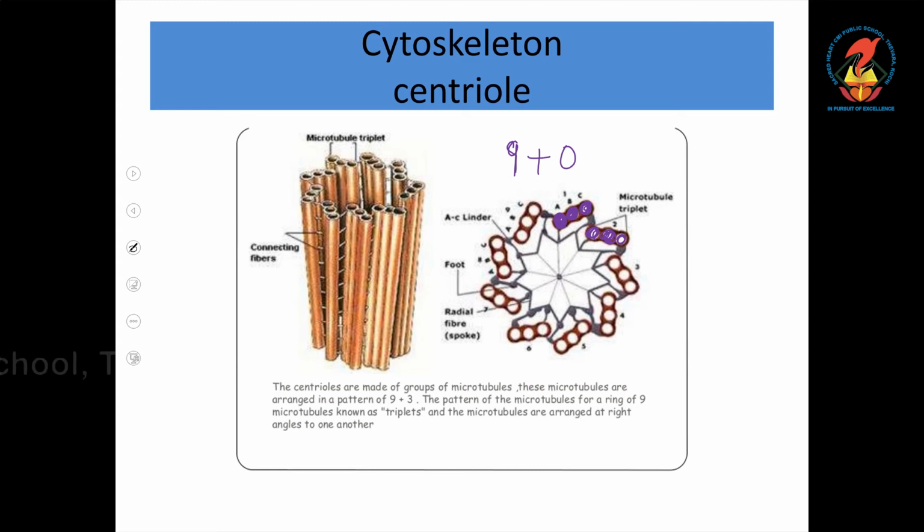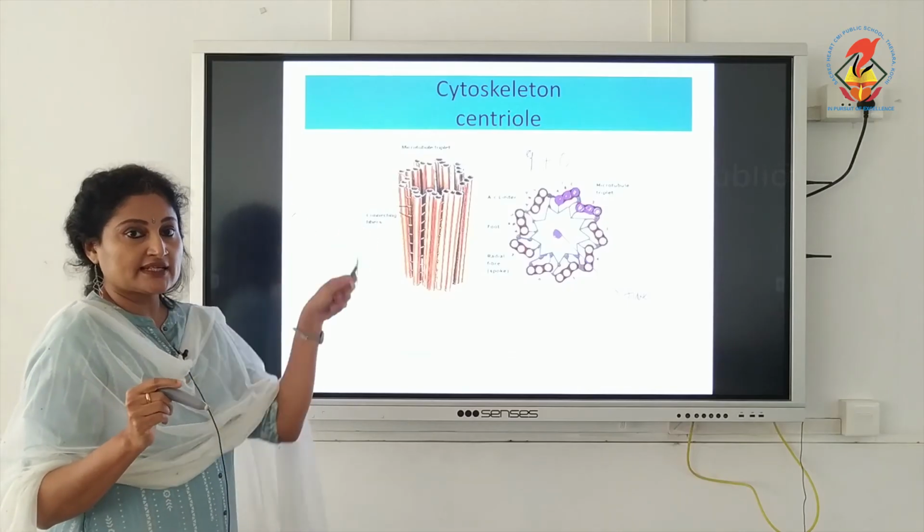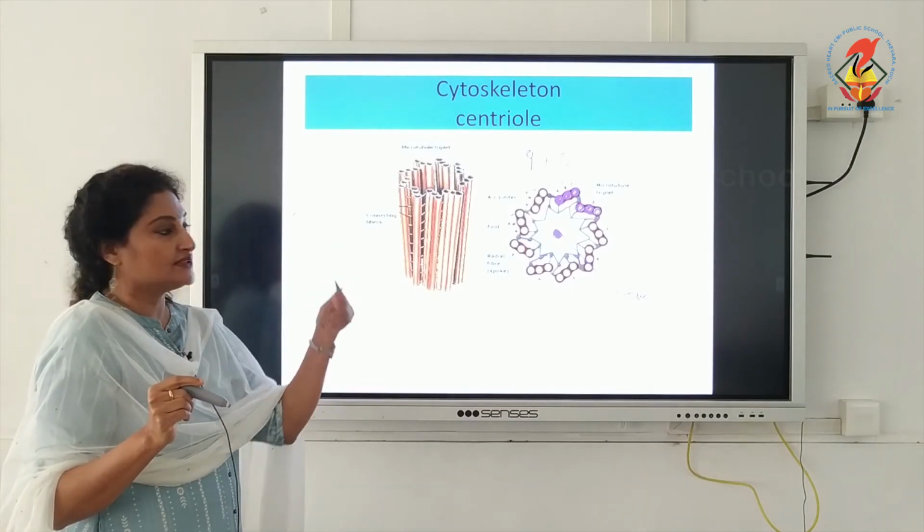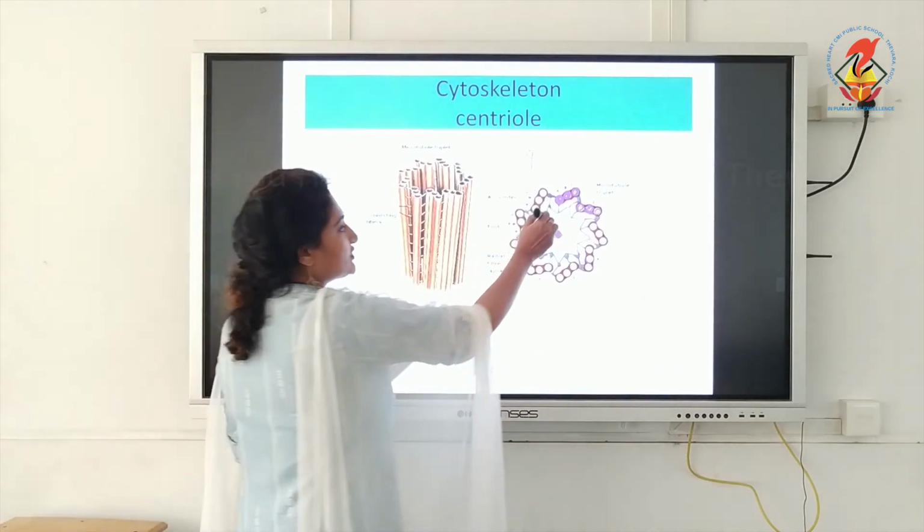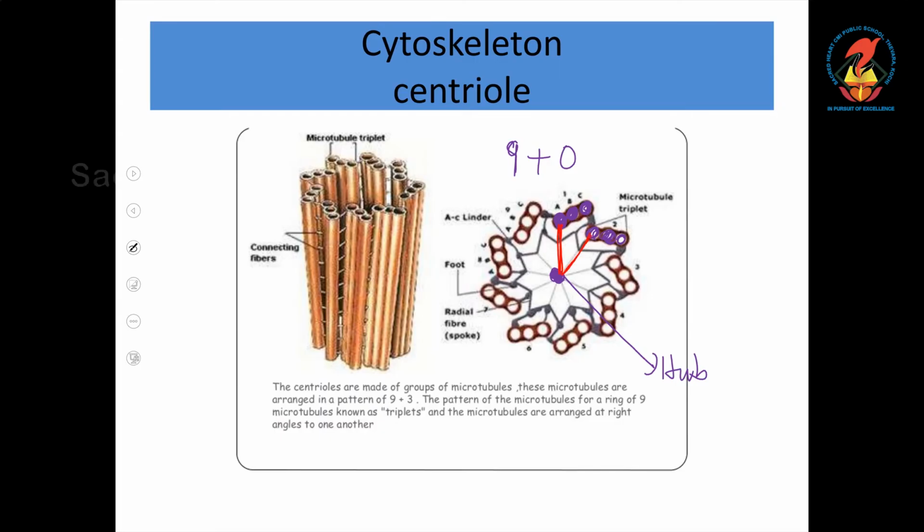Then the other description: at the center, there is no microtubule. Instead, at the center, there is a proteinous mass called hub. What is it called? Hub. H-U-B. Hub. And just like the previous case, where the doublets are connected to the central sheet, here the triplets are connected to the central sheet by radial spokes. See? Radial spokes.